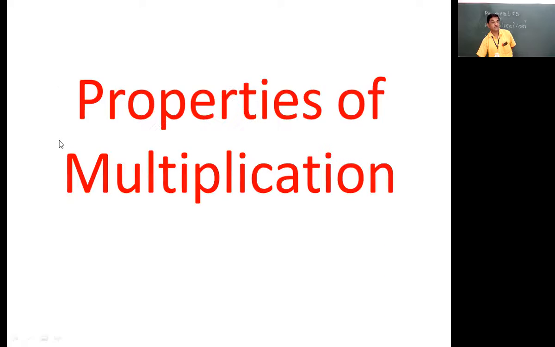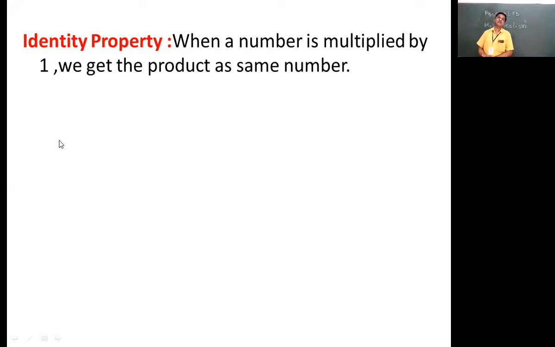What is the first property of multiplication? Well, the first property of multiplication is the identity property. What does it mean? It means when we multiply a number with 1, we get the product as the same number. For example, when I multiply 215 with 1, I am getting the product as 215.